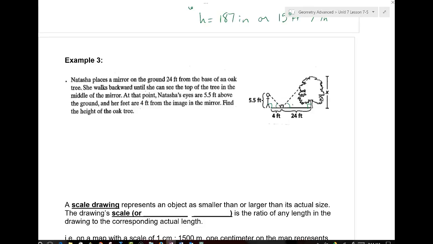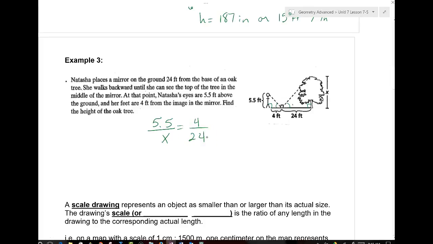Can I set up a proportion real quick to solve for the height of the tree? Yeah, what's going to be my proportion? 5.5 to what, guys? Wait, no. No, 5.5 is to x. Yep, height to height, right? Is the same as the distance on the ground to the distance on the ground, to the mirror.